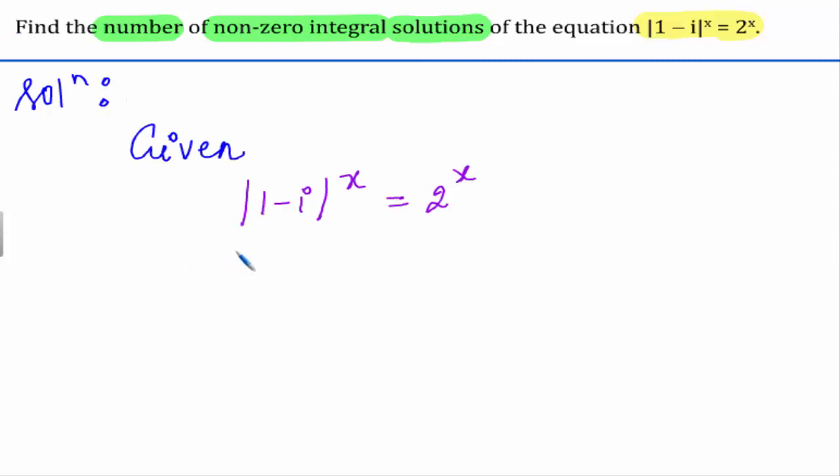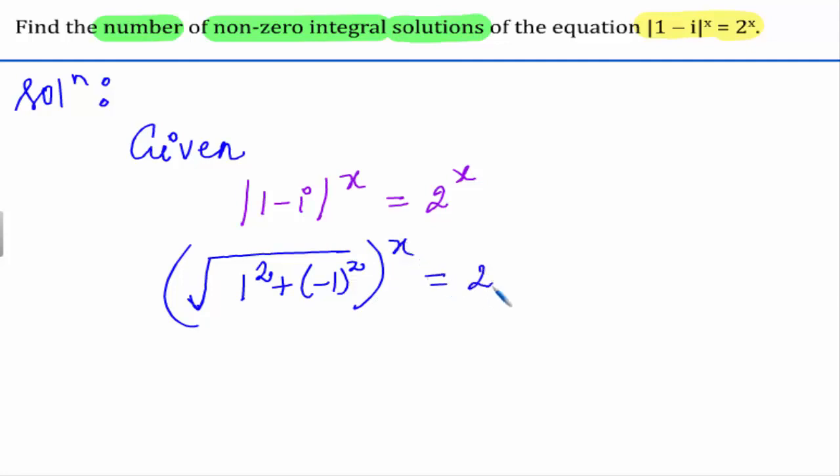The given equation is modulus of (1 minus i) whole raised to the power x is equal to 2 raised to the power x. Let us find the modulus value of 1 minus i. So this will be equal to (square root of 1 square plus (minus 1) whole square) whole raised to the power x is equal to 2 raised to the power x. So this will be equal to (square root of 2) whole raised to the power x is equal to 2 raised to the power x.